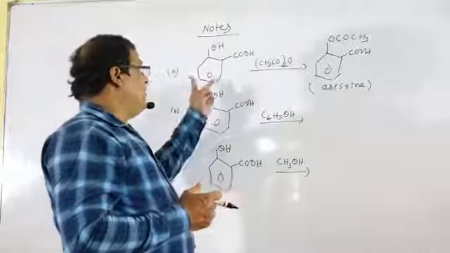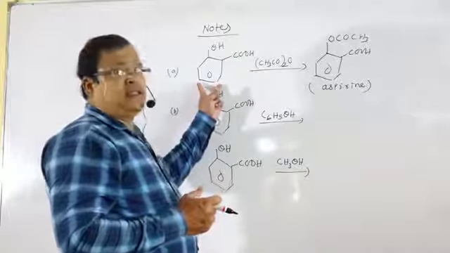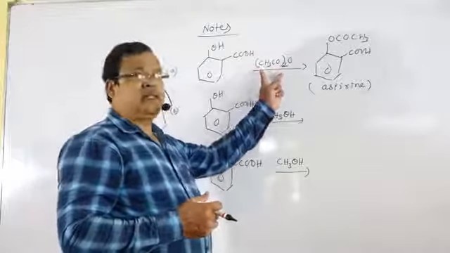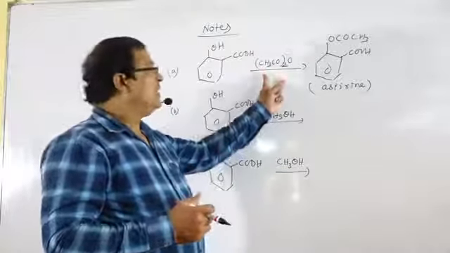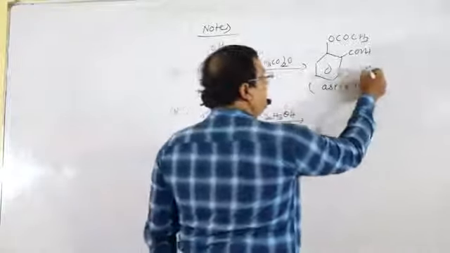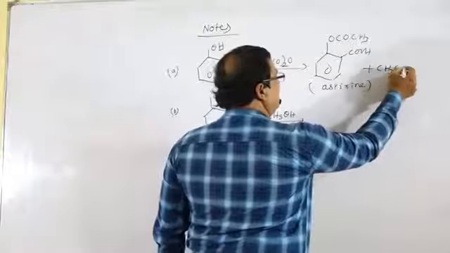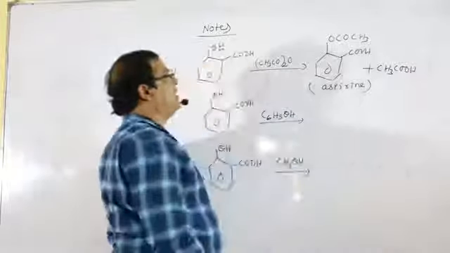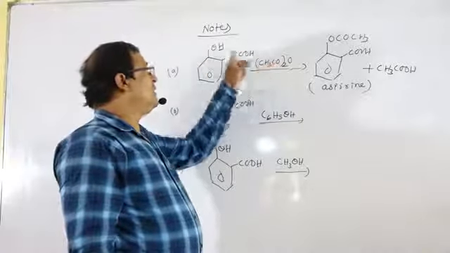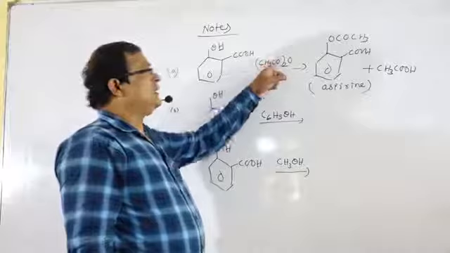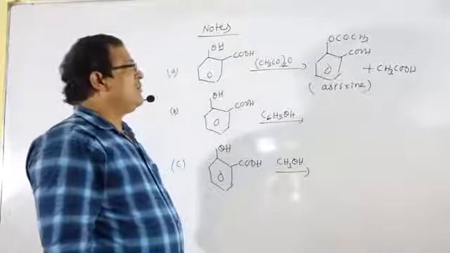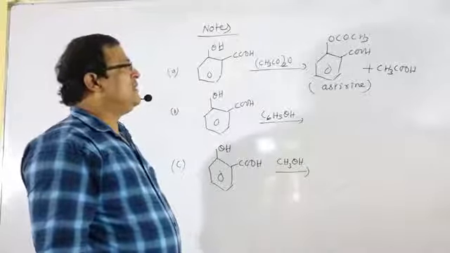So ortho-hydroxybenzoic acid, that is salicylic acid, is treated with acetic anhydride. The H part and the CH3CO part are removed in the form of CH3COOH, that is acetic acid, and the O part and OCOCH3 remain. So that is the formula for aspirin.